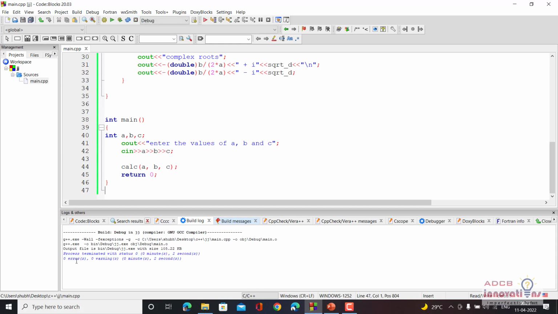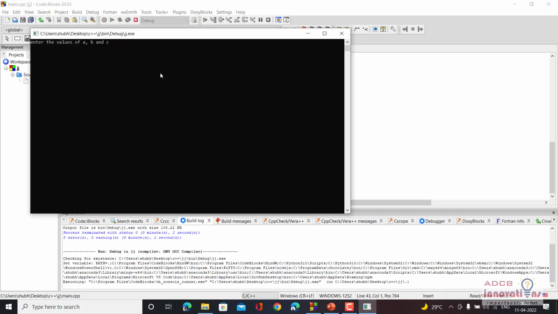So it has compiled properly, that is 0 errors, 0 warnings, and let's just run the program. Here it is asking to write the values of a, b and c. So let us write the values of a, b and c as 4, 2 and 1. So it is giving the answer complex roots, that is minus 0.25 plus iota into 3.4641, and minus 0.25 minus iota into 3.4641. That is, it is in the form of minus a plus minus iota b. In that form we are getting the complex values.